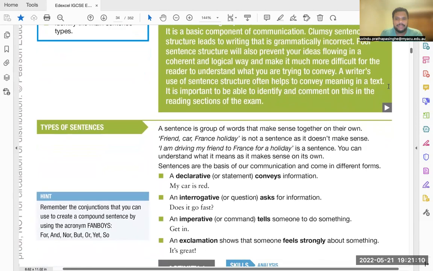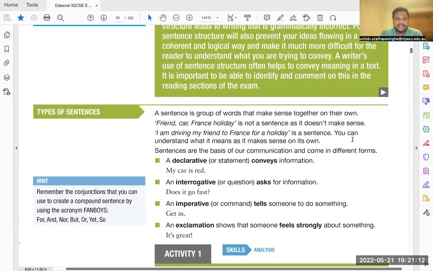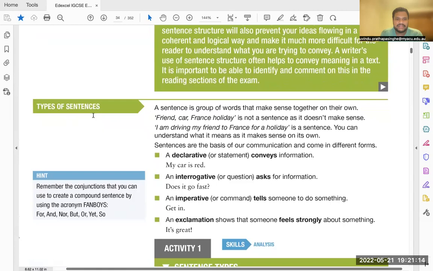Then, to be more precise, focus your attention onto this section, types of sentences. A sentence is a group of words that make sense together on their own. So basically, a grammatically accurate sentence would have to have at least 3 different parts of speech, namely the subject, the verb, and the object.